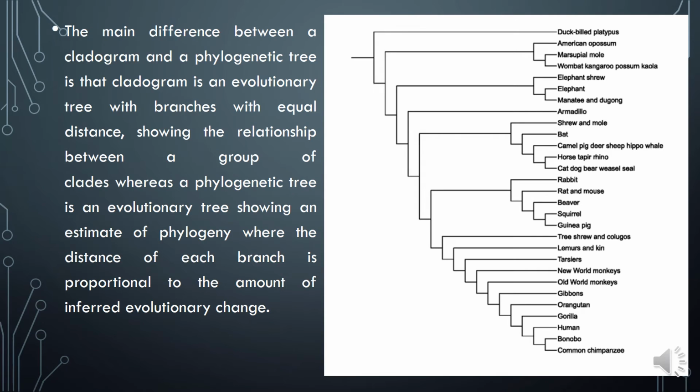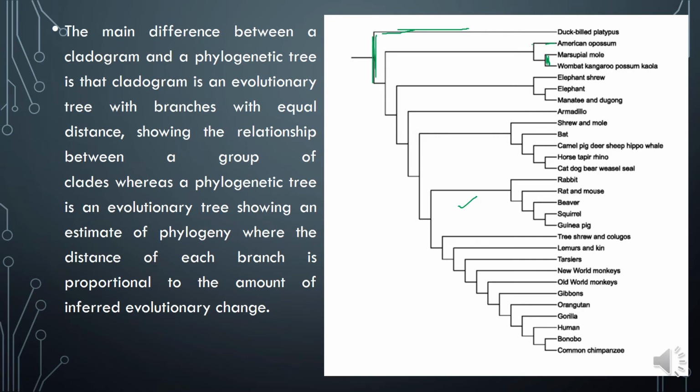So that is about the cladogram. Now let's look at the difference between a cladogram and a phylogenetic tree. Here in this example, we see that the branches are of different lengths. This is much longer than this one. So the branch length depends upon the genetic similarity. We see that for this marsupial mole and this wombat, the distance is much smaller than this distance. So the distance determines the genetic similarity.